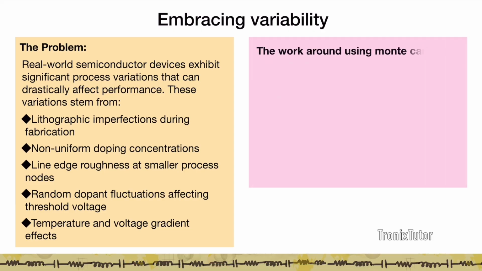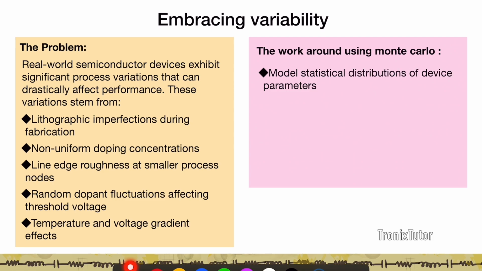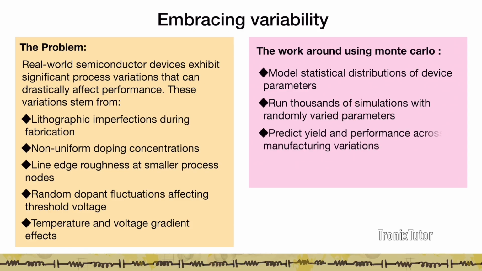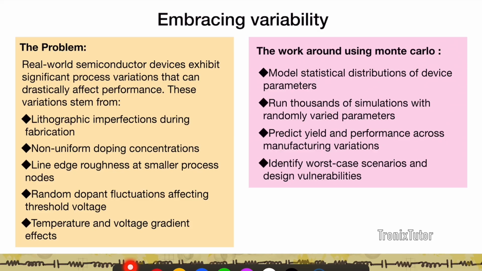So we work around this using the Monte Carlo analysis. What we do in the Monte Carlo, to be brief, is we model the statistical distributions of all the device parameters, and then we run thousands of simulations. So we're essentially simulating real life. We run thousands of simulations with randomly varied parameters, and then using those, we predict the yield and performance across the manufacturing variations. And this helps us do two things.